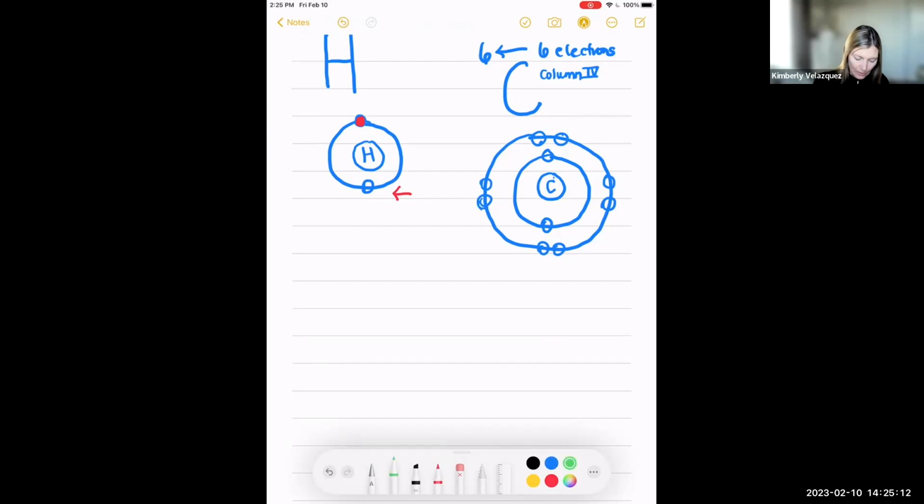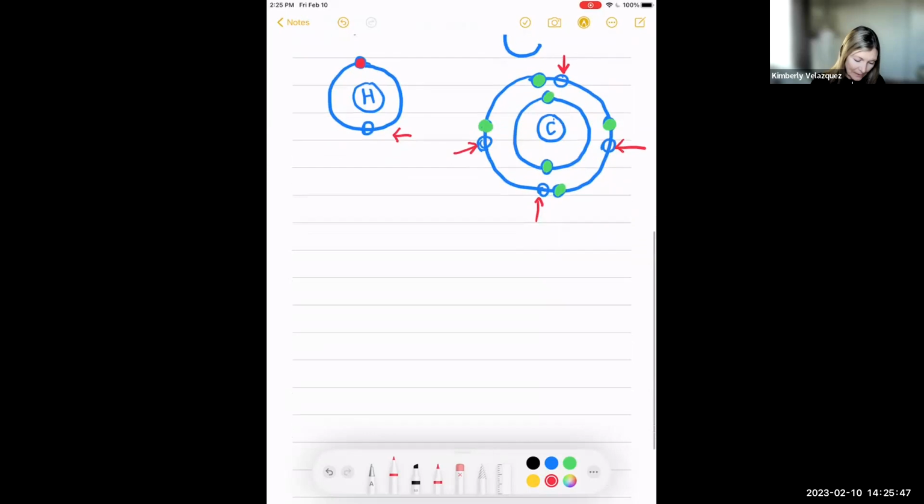And I'm going to draw carbon's green. So 1, 2, 3, 4, 5, 6. I've drawn them that way specifically so I can show sharing of electrons with carbon and hydrogen. So carbon has 4 valence electrons. That means that carbon has 4 spots that need to get filled for carbon to become stable. And one way that carbon can do this is to share electrons with another atom. In fact, it can share with that hydrogen. So let's see what that would look like.